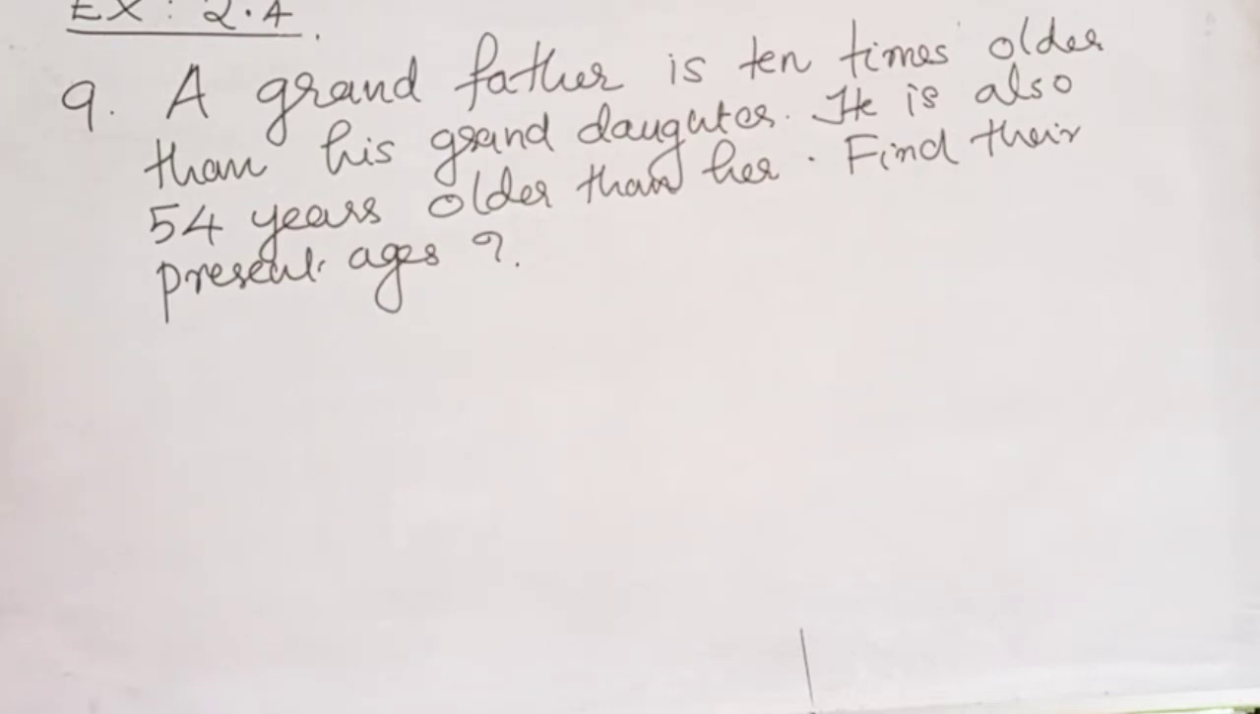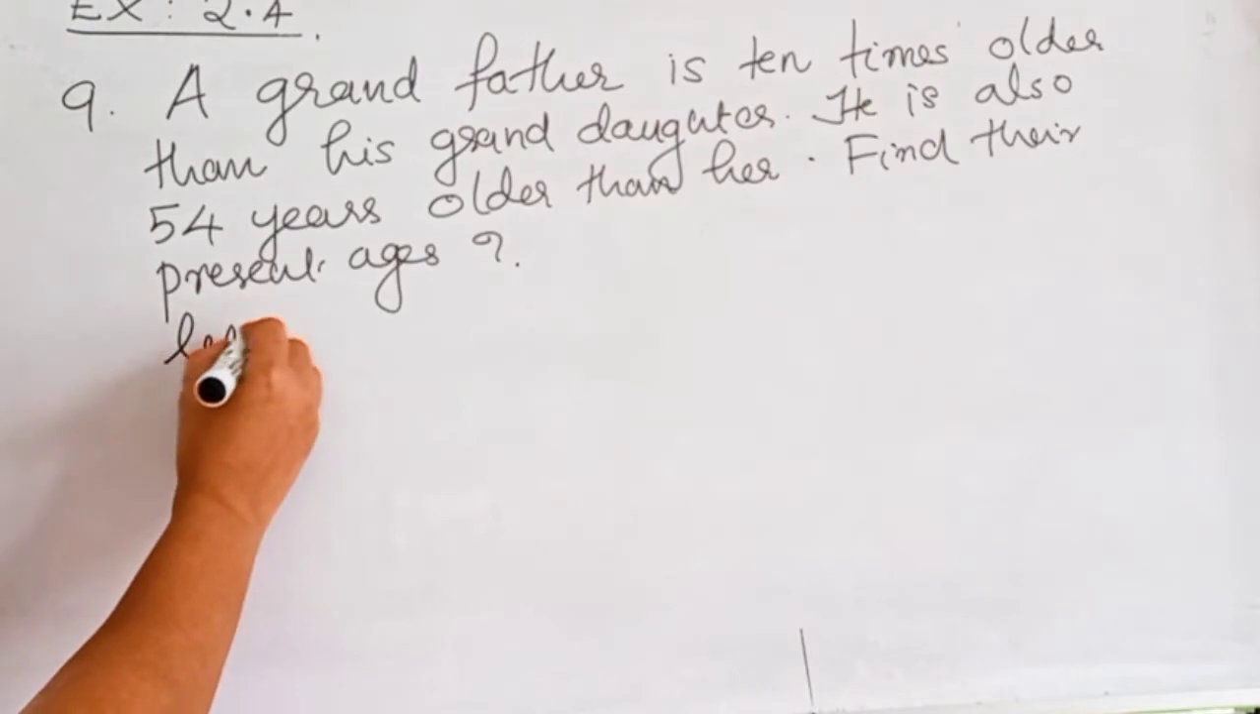So here the two characters are the grandfather and granddaughter. And what about their age relationship? Grandfather is 10 times older than his granddaughter. He is also 54 years older than her. So here we got the two connections with grandfather's age and granddaughter's age. First connection, let us discuss.